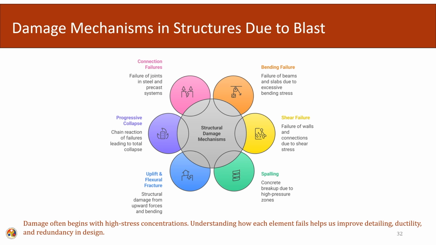Spalling is often characterized by the surface concrete breaking up due to the formation of a high pressure zone, and it tries to shed off. So, spalling is the most common phenomenon that we can see during a blast or an impact event. So, damage often begins with high stress concentrations, and it is our job through this course to teach how each element fails in this type of blast or impact loading, and how we can improve it, how we can restrict it, how we can improve the ductility behavior, and how we can incorporate redundancy in the design, so that these types of failures are either minimized or totally prevented.